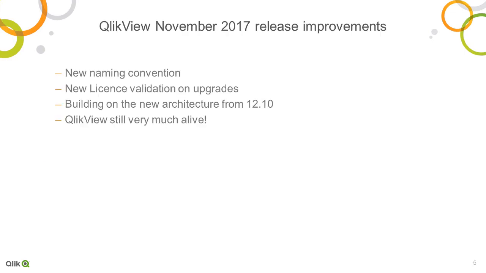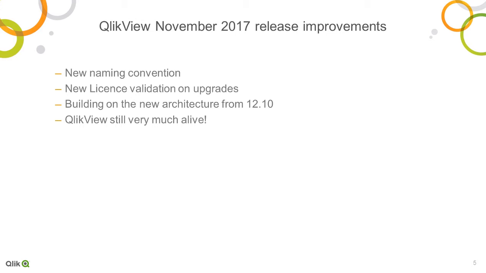First of all, you might have noticed that QlikView is no longer named QlikView 12.something. It's now called QlikView November 2017. So a new naming convention has gone into place with all our products. We are naming all our products with the product and what month they are released in, and that denotes a major release. So we're doing the same thing for Qlik Sense, for example. We're doing the same thing for Qlik NPrinting. They all share the same naming convention, and we are aligning QlikView to that as well.